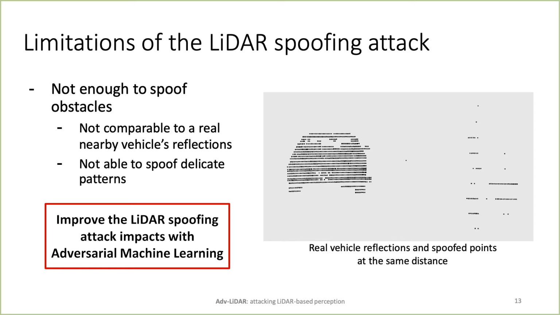So if you see in the picture, the left side is a car that the LiDAR system would detect, and the right is our spoofed points, but that's not enough for the machine learning model to think it's an object. So we want to somehow leverage these sparse, crudely manipulable points in a special way to be able to fool the machine learning model into thinking it's an object.